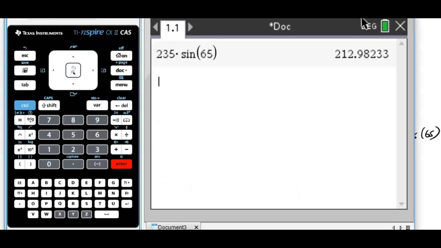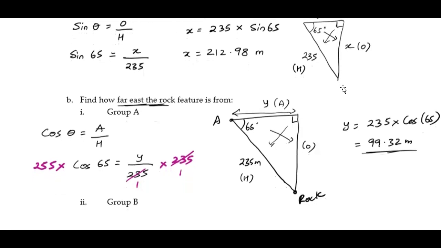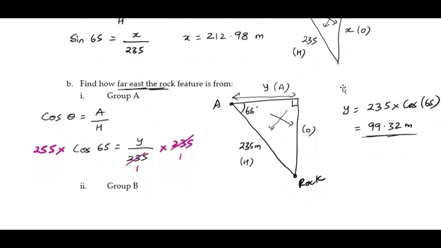Right, we put that in our calculators. So 235 times cos 65 gives a distance of 99.32 meters. So the distance from point A, or group A, to the rock in terms of the east direction is 99.32 meters east. Similarly, the question is asking us to find how far east the rock feature is from group B.